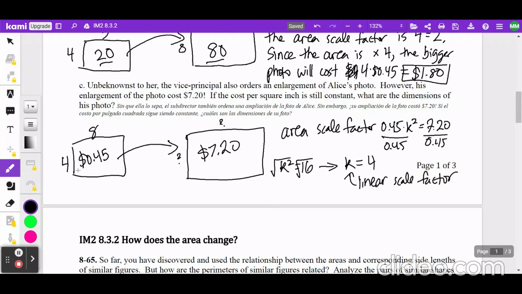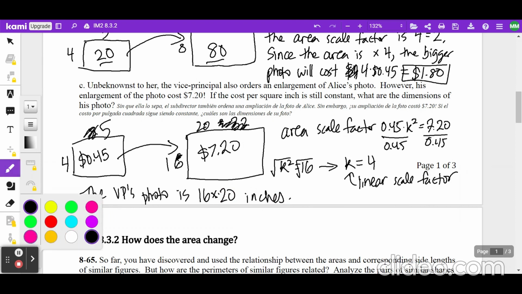So the dimensions are going to be 4 times 4 is 16, and 8 times 4 is 32. So the principal's photo is 16 by 20 inches. The VP's photo is 16 by 20. Sorry, this was supposed to be 4 by 5. 5 times 4 is 20. 16 by 20 inches.